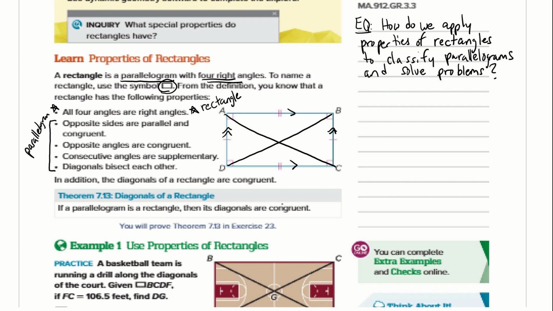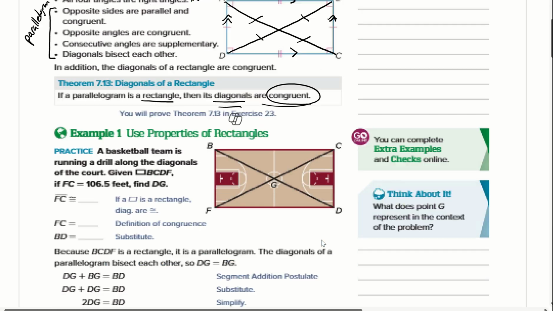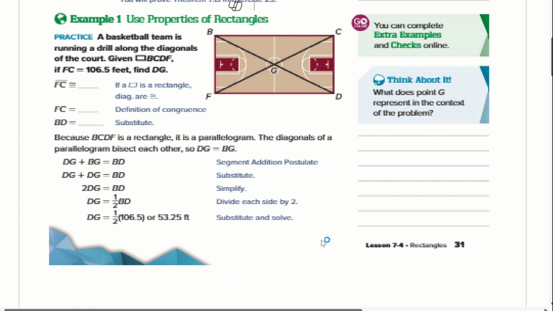But in addition, the diagonals of a rectangle are also congruent. So that means that these lengths are all the same in a rectangle. So that is theorem 7.13, the diagonals of a rectangle. If a parallelogram is a rectangle, then its diagonals are congruent. So let's apply this property for example 1.